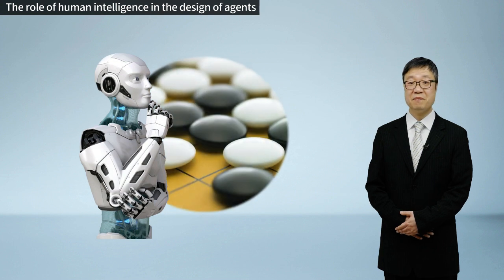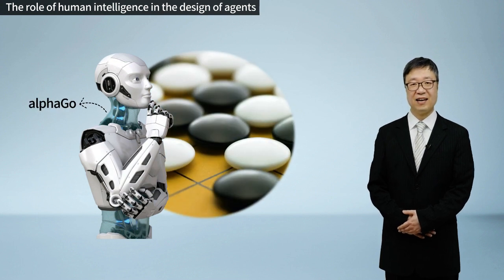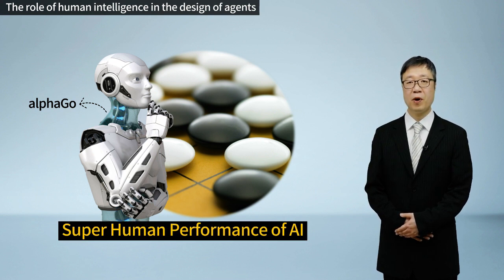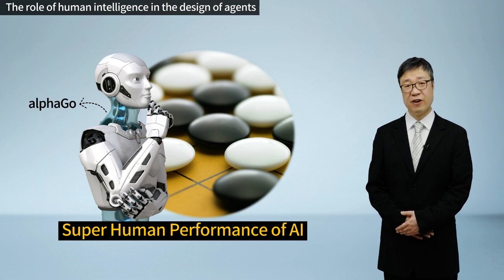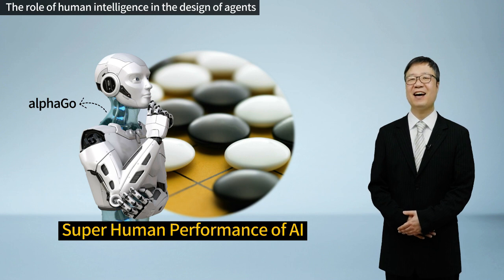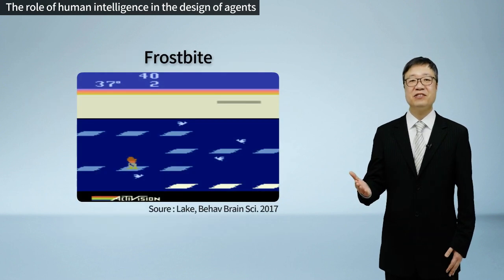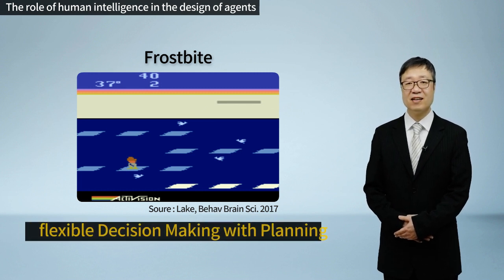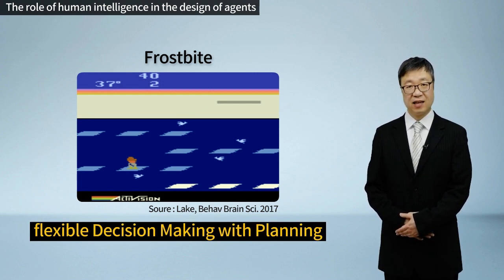Yes, we have seen many brilliant achievements of AI, such as AlphaGo, AlphaFold, and so on. These achievements highlight the superhuman performance of AI. However, humans have more exceptional abilities than AI. Here is a good example. The game called Frostbite needs more flexible decision-making with planning capacity.